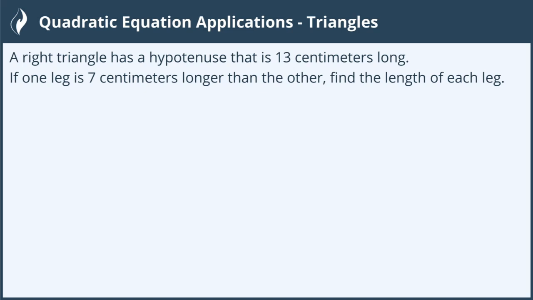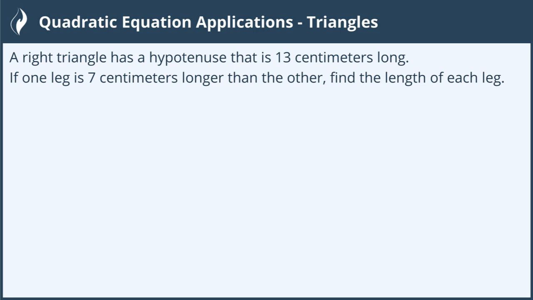In this video, we're going to be talking about quadratic equation applications. So this one says a right triangle has a hypotenuse that is 13 centimeters long. If one leg is 7 centimeters longer than the other, find the length of each leg.